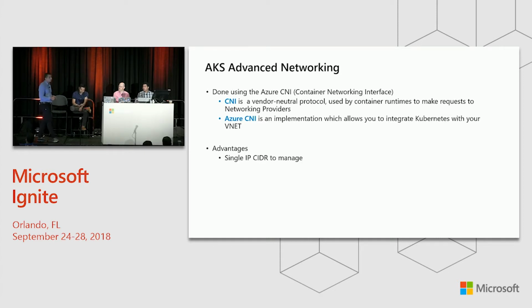The first advantage is now you're going to end up with a single IP CIDR to manage for both your pods and your nodes. You're going to have better performance as your pods are directly attached to the VNet, so no IP forwarding. And finally, peering and on-premise connectivity is out of the box, right?